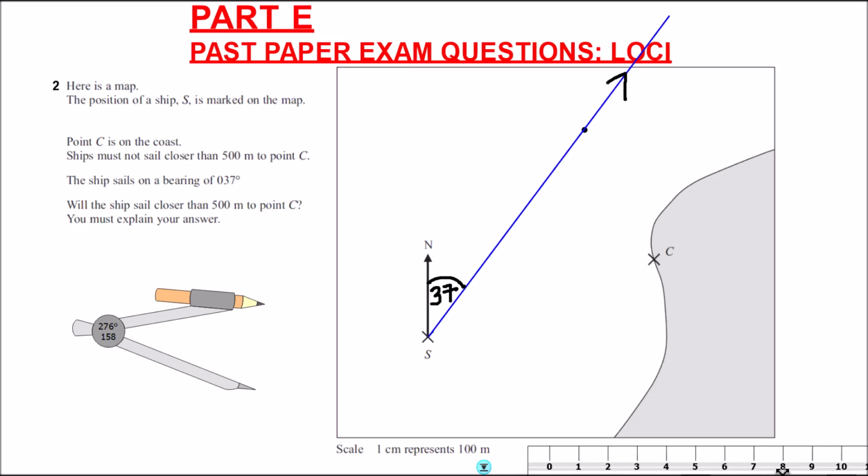Well, this is where we need to use the scale. If we have a look at the scale of this drawing, we've got here that 1 centimetre represents 100 metres. So if we could just write this in, 1 centimetre represents 100 metres. So 2 centimetres would be 200 metres, 3 centimetres would be 300, and so on. Basically what I'm getting at is that we'd need 5 centimetres to represent 500 metres.